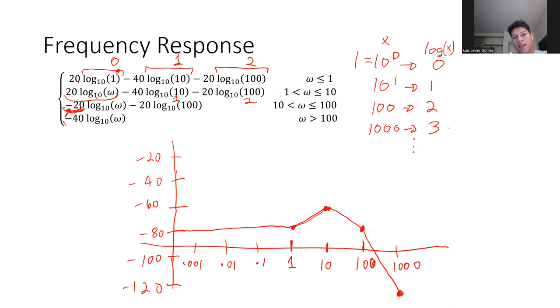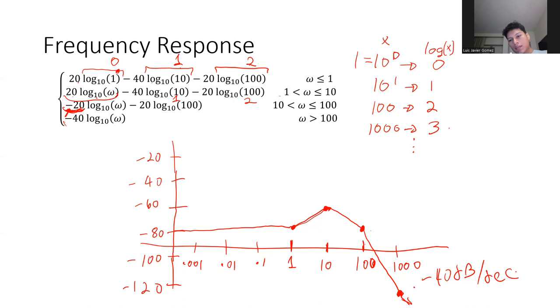Could we extrapolate this graph beyond frequency of 1000? Yeah, so it just keeps going down. Basically it falls down 40 dB per decade. So per factor of 10, it's going to keep going down by 40 decibels. Okay, thank you.